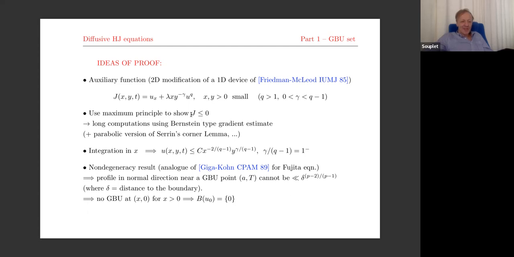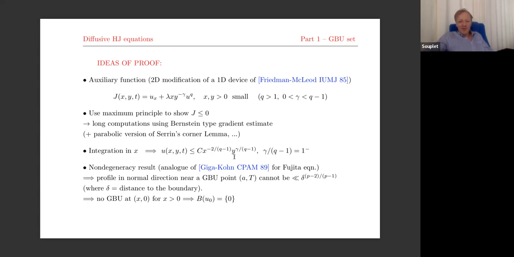And then the idea is to use the maximum principle: first compute a nice parabolic inequality satisfied by J, and apply the maximum principle to deduce that J is non-positive. This is quite technical. This is the most technical step. It uses the Bernstein estimates and other devices. So once you know that J is non-positive, you integrate the corresponding differential inequality in x, and you end up with an estimate like this for x, y small and t close to capital T, something like this.